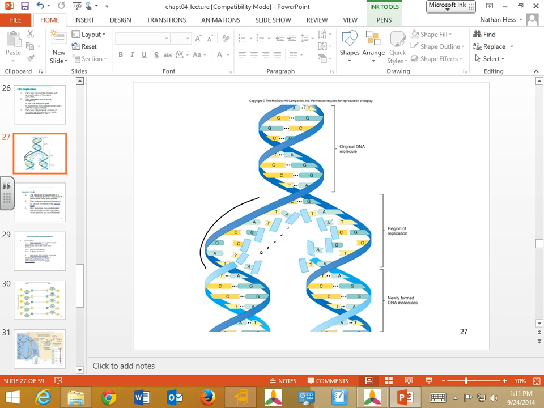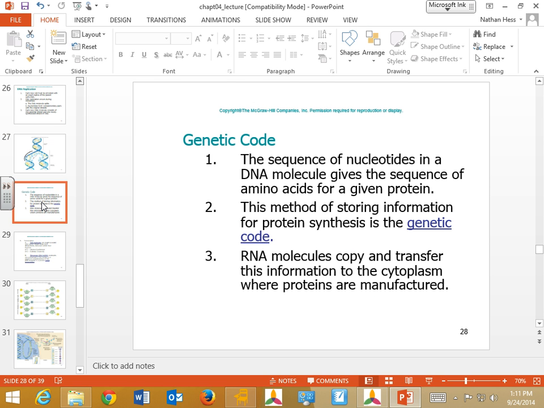Different kinds of mutations. There may be some that we'll talk about here. I truthfully can't remember. Good. Any questions there about DNA replication? Pretty straightforward.